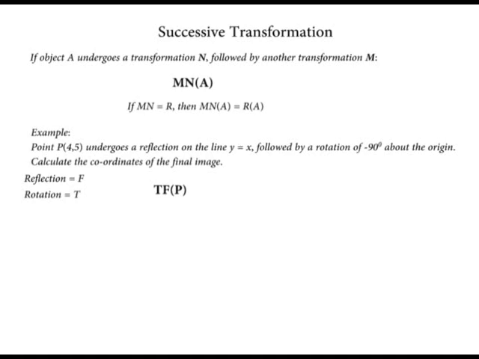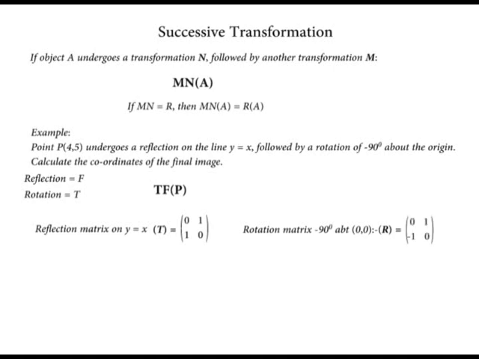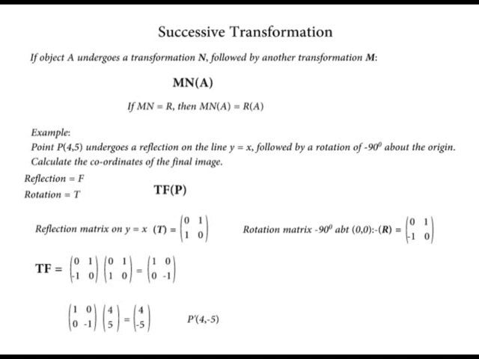First, we work out TF. The reflection matrix on y is equal to x is 0, 1, 1, 0. The rotation matrix for negative 90 degrees about the origin is 0, 1, negative 1, 0. So T times F will be equal to 1, 0, 0, negative 1. Then we multiply this product with P. So 1, 0, 0, negative 1 times (4, 5) will give us (4, negative 5). And so the final point will have the coordinates (4, negative 5).